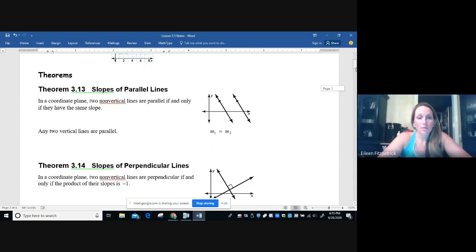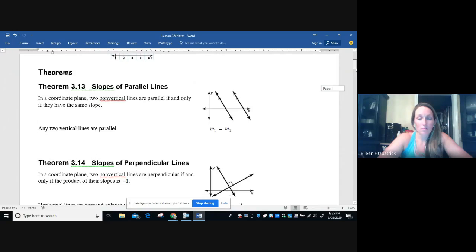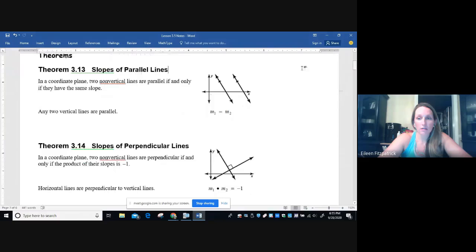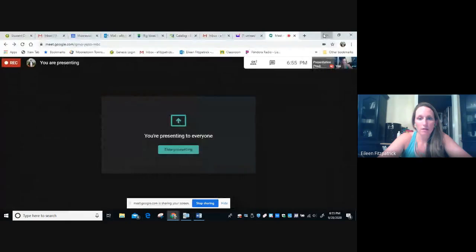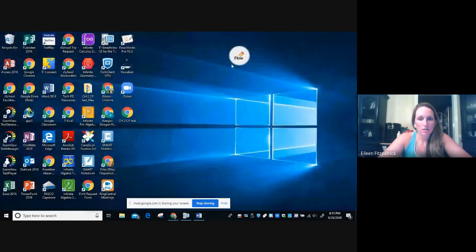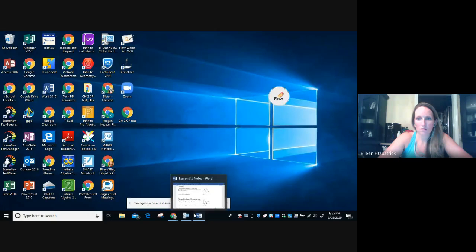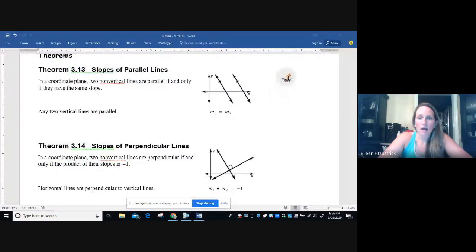All right, so slope of parallel lines. Hopefully you guys remember that when you have parallel lines, the slope is equal. Where did my flow thingy go? Hold on one second, guys. I need to find something. Oh, here it is. There we go. I didn't see that before.